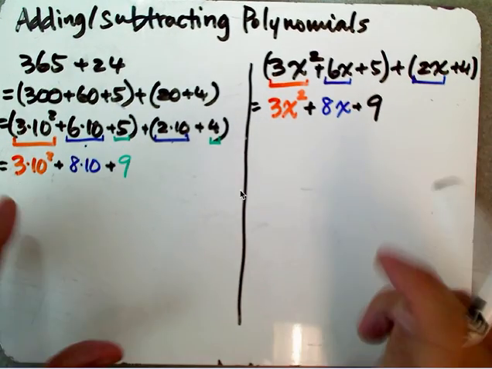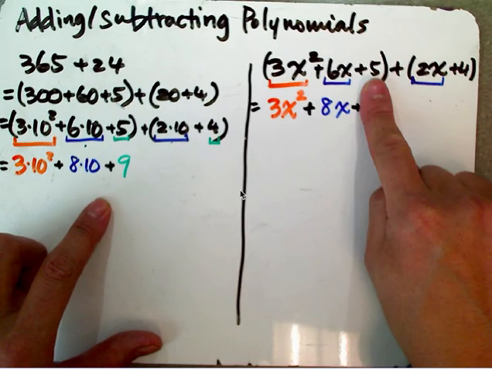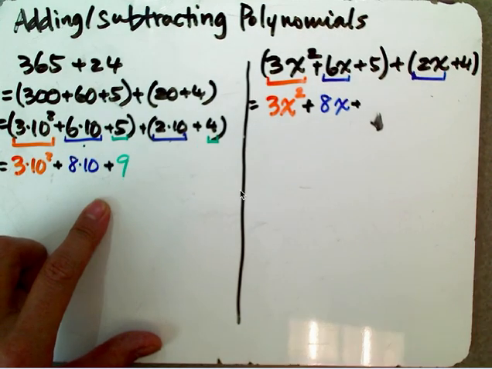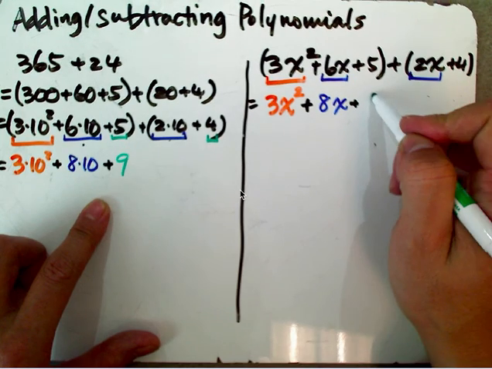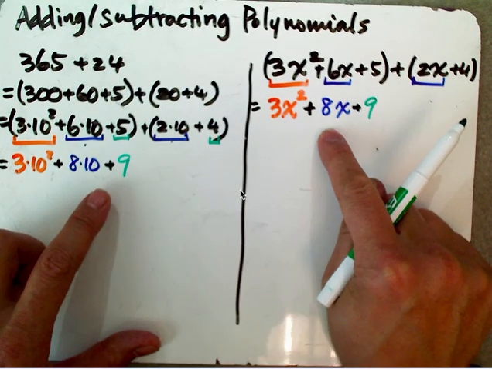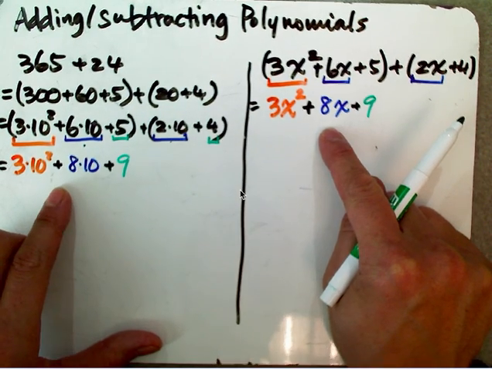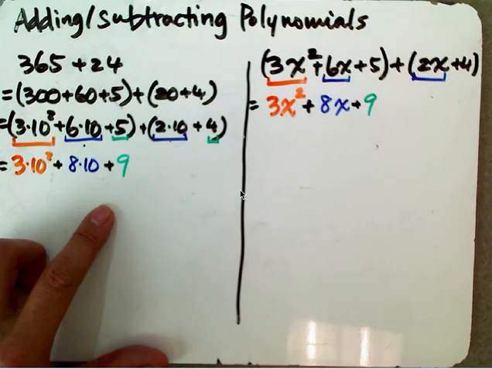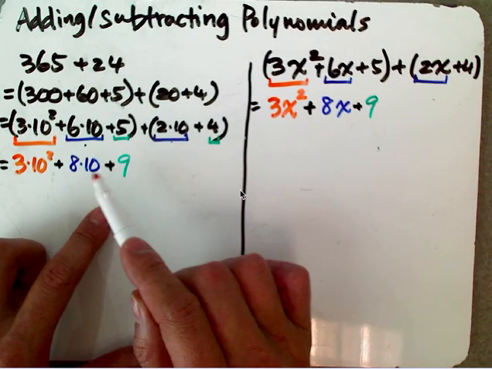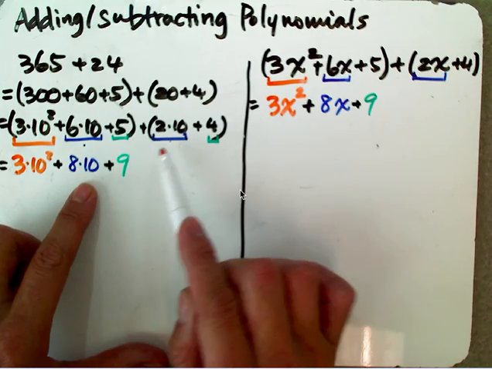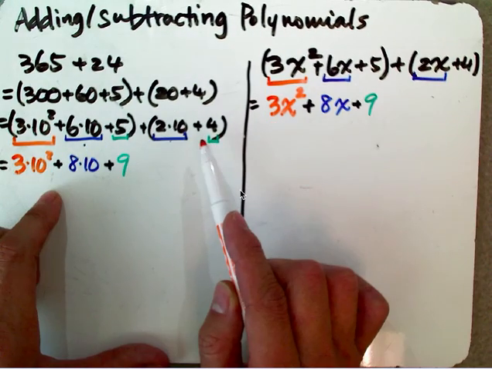So if you compare the solution for this one and this one, it's pretty much the same, right? Just like we only add tens to tens and ones to ones and hundreds to hundreds and thousands to thousands.